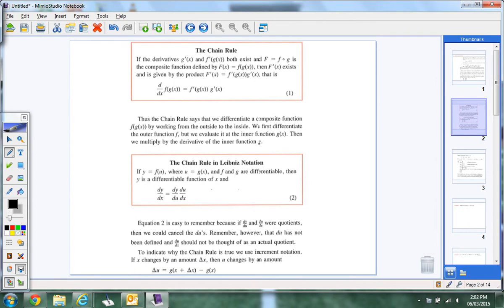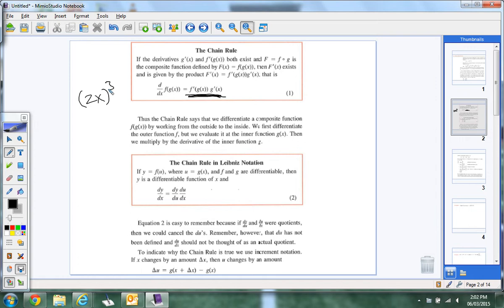The chain rule is essentially, I think the best way to say it, the derivative of the outside times the derivative of the inside. So you want to take the derivative of what's on the inside, set it out, and take the derivative of what's on the outside. I know it sounds confusing. Let me give you a quick example.